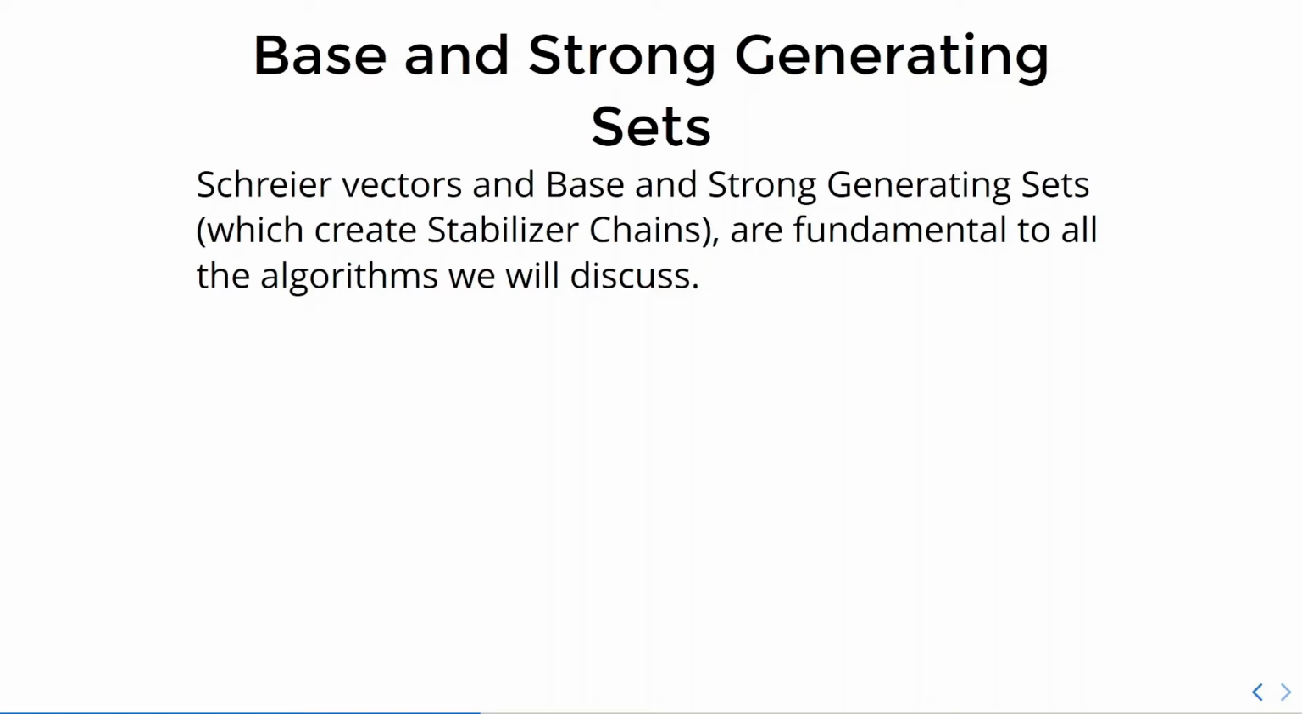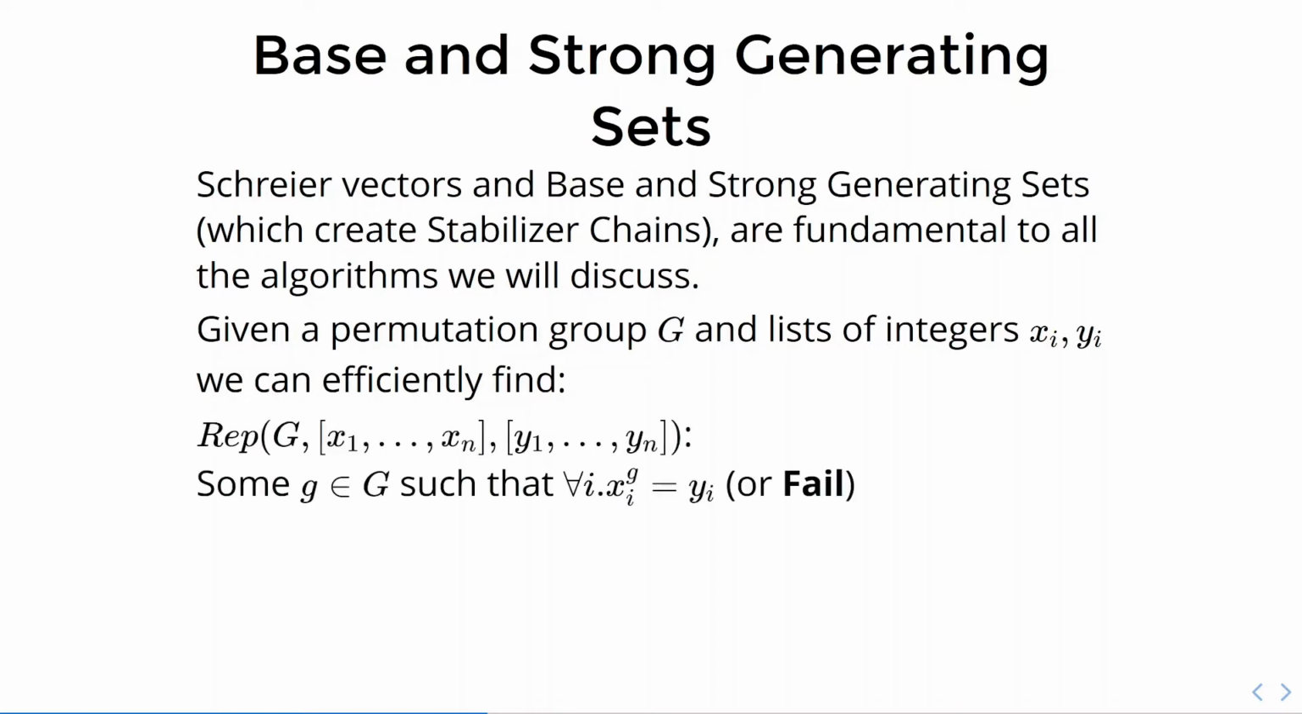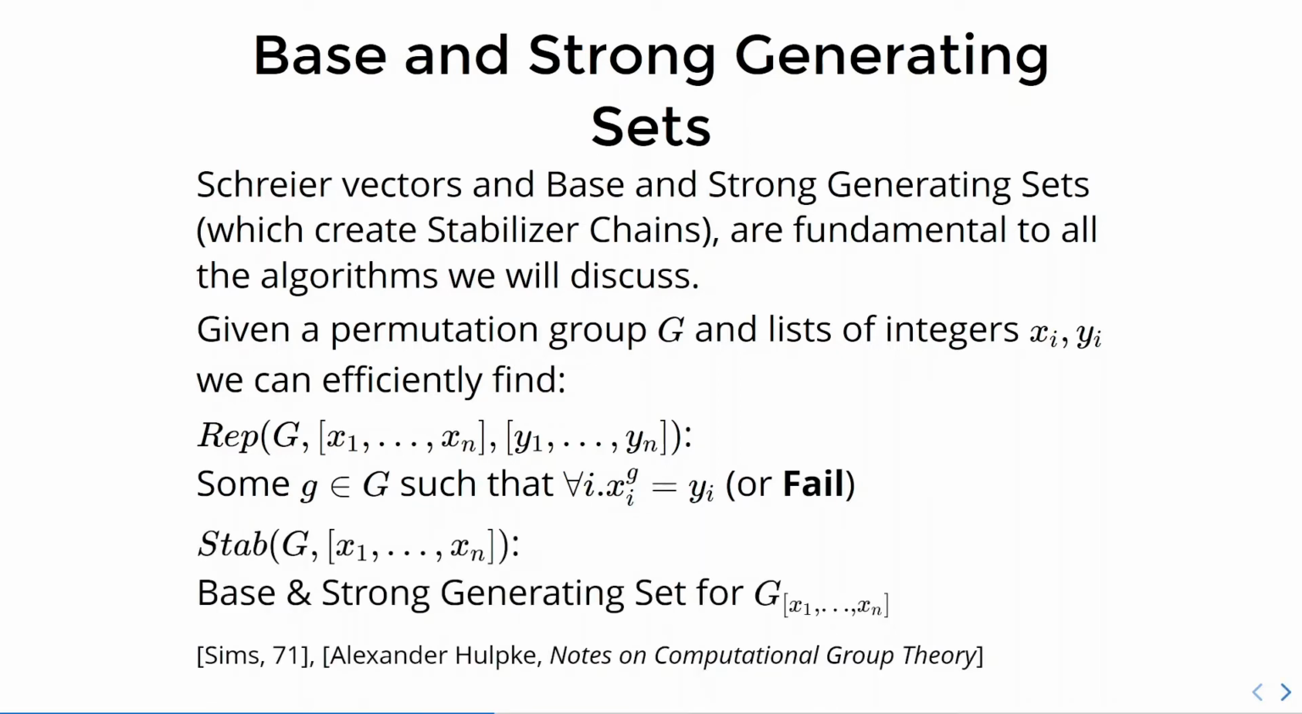Two of the most important things you can do with permutation groups once you've built one of these base and strong generating sets is, given a permutation group G and lists of integers xi and yi, we can efficiently find an element of G that maps x1 to y1, x2 to y2, up to xn to yn, or if no such element exists, we can say no. And we can find a generating set and a base and strong generating set for G when we have fixed x1, x2 up to xn.